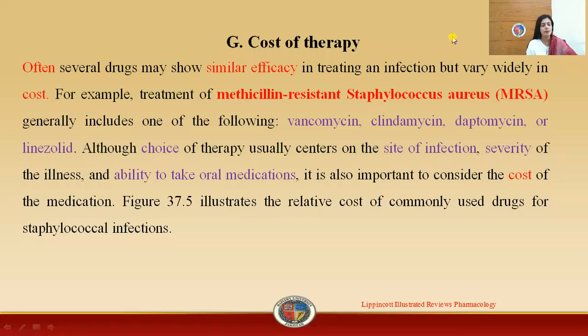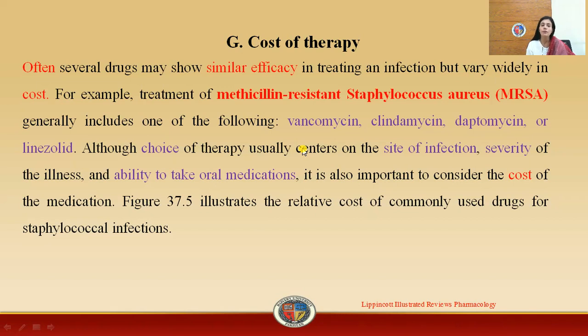So students, for selecting an antimicrobial agent, you must select those antimicrobial agents which are more economical. For example, if you have different antimicrobial agents of the same efficacy, among them you will select only those agents which are more economical. Let's take an example of methicillin resistant Staphylococcus aureus, that is MRSA. For MRSA, we have different therapeutic agents available in the market like vancomycin, clindamycin, daptomycin, and linezolid. Among them, you must select only those agents which are more economical.